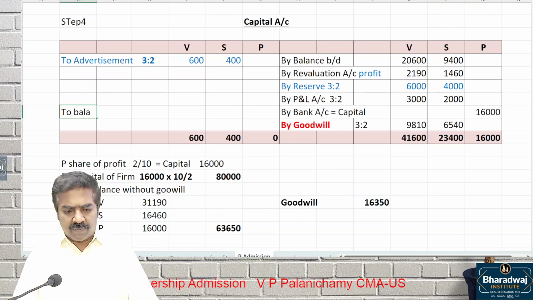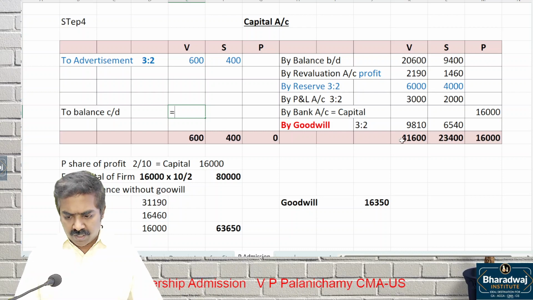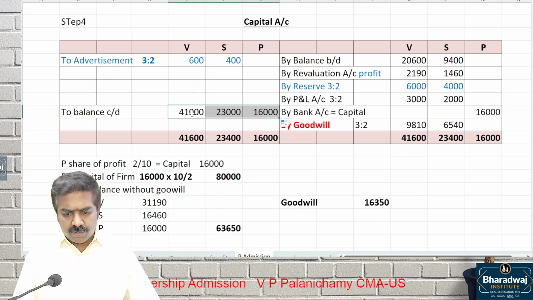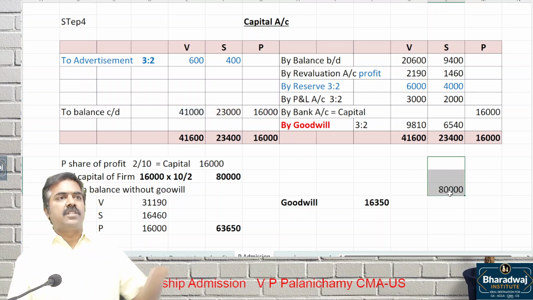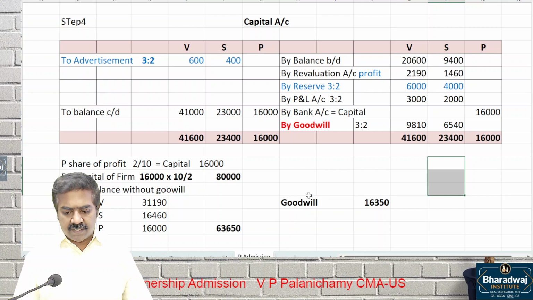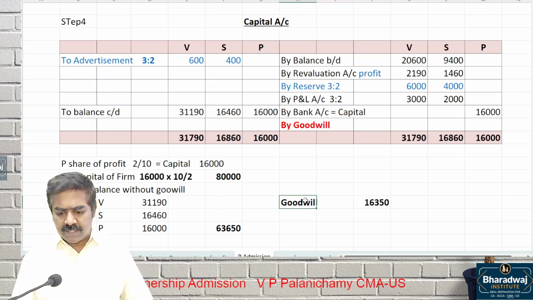Now tally this. Wait, I'll verify this answer also. Total of credit side minus this debit. 41,000 will come, 23,000, 16,000. Now add and see. 41,000 plus 23,000 plus 16,000, when you add, 80,000 will come. This is with goodwill. I repeat once again the process. What is missing in the problem? Goodwill is missing in the problem.